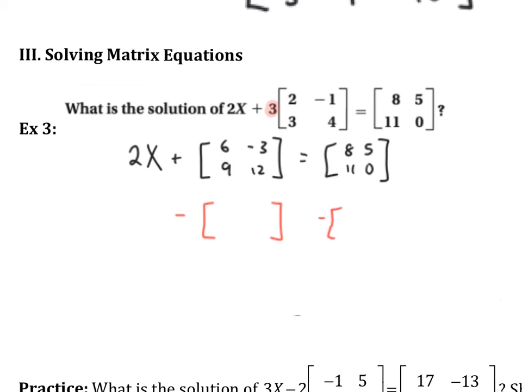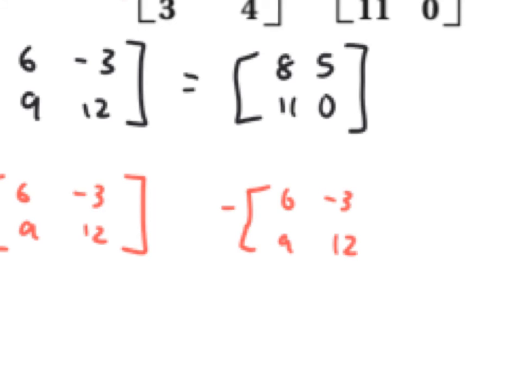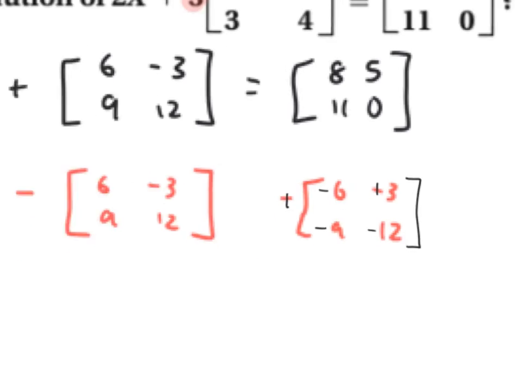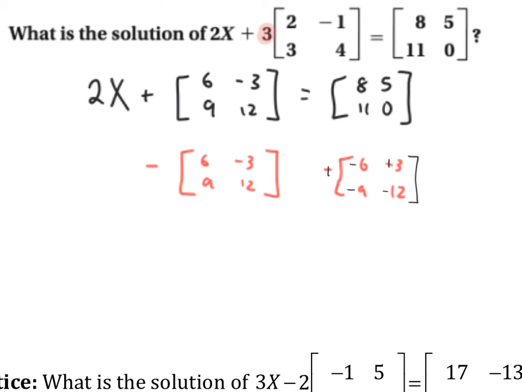So, remember that when we are subtracting, we are going to subtract the corresponding elements from each of these. So you could consider this as just take the opposite of everything in there, and then you can add the corresponding matrices. So I'm going to bring down the 2x, and all that's going to equal here, 8 minus 6 is a 2, 11 minus 9 is also a 2, 5 plus 3 is an 8, and a 0 plus a negative 12 is a negative 12.